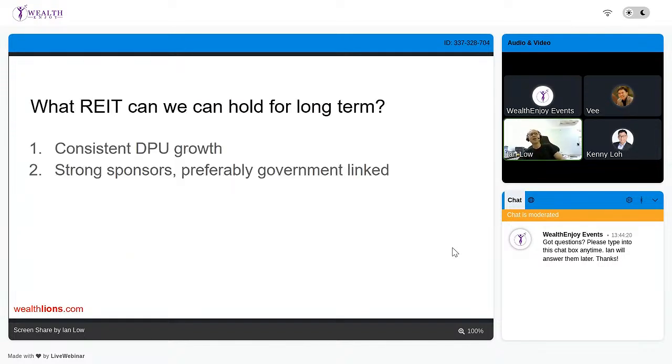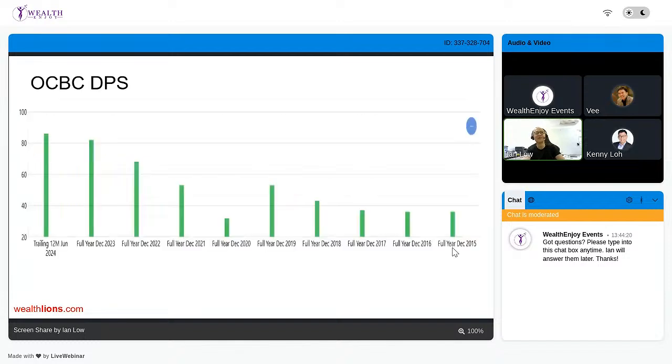Now, what REIT can we hold for the long term? Consistent DPU, strong sponsors, preferably linked to the government. This is very simple. What to buy is simply these two rules. For myself, I would like to keep things simple, and I follow these two rules. Of course, I will see many other things, but these are the two main indicators that I use.